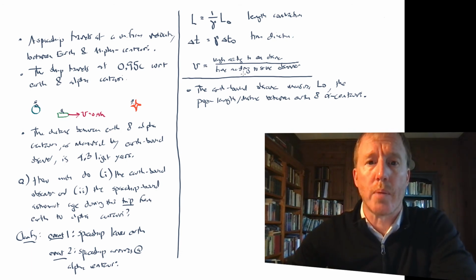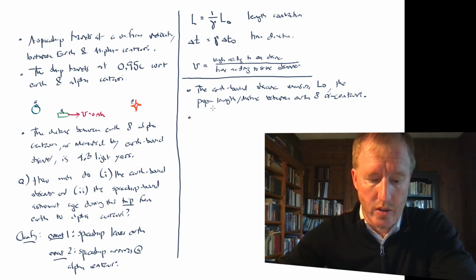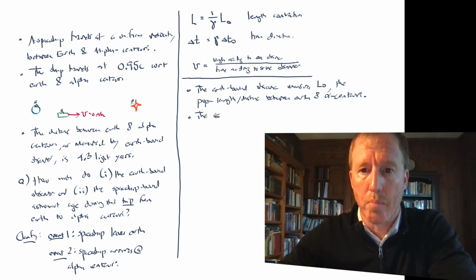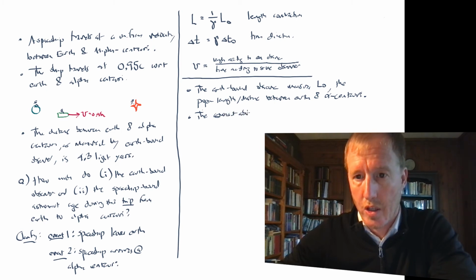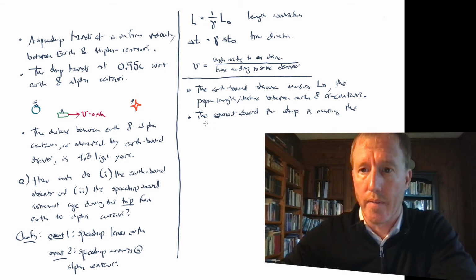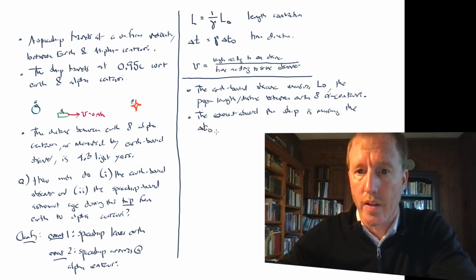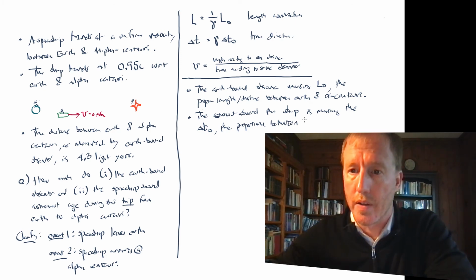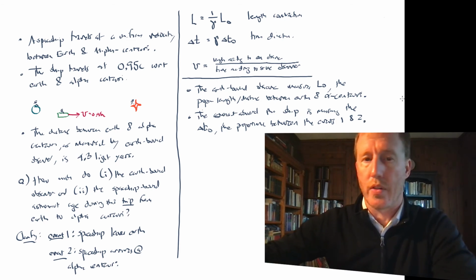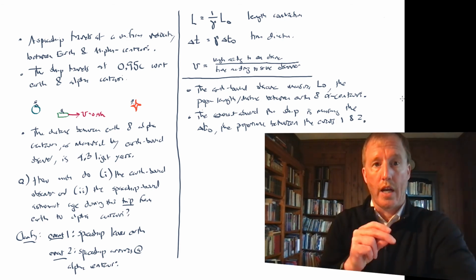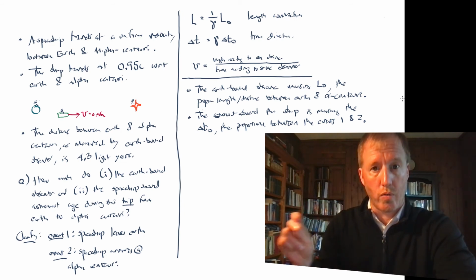What about who is measuring the proper time between these two events? So notice that the astronaut aboard the ship is measuring the proper time, delta T naught, proper time between the events that define the trip, the events 1 and 2. How do we know that? Well, think about this for a moment. What are the two events? They're when the astronaut leaves Earth and when the astronaut arrives at Alpha Centauri.